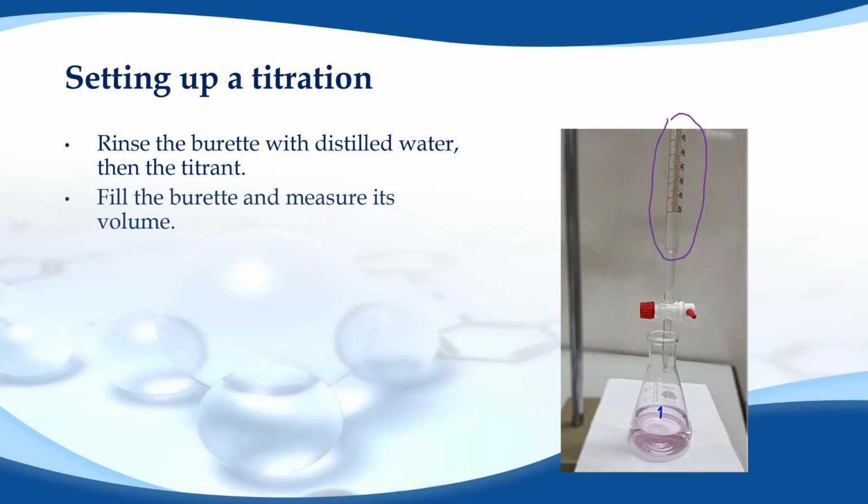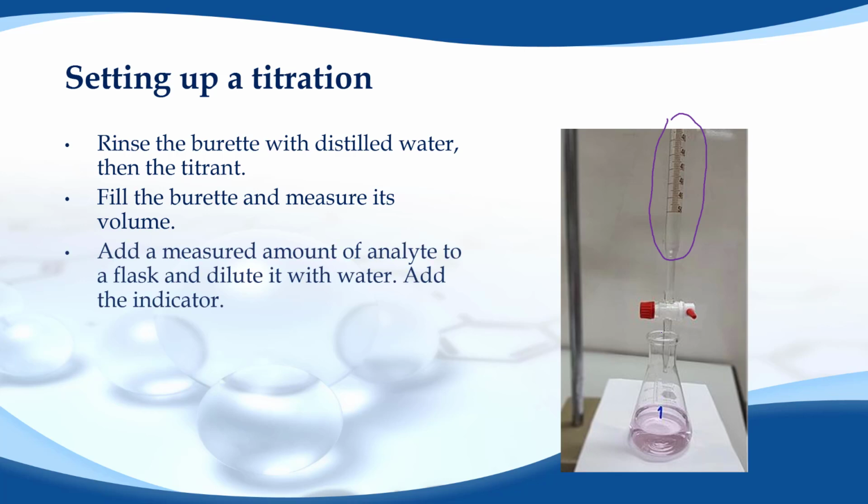After it's cleaned, we're going to fill the burette, and we're going to measure the initial volume in the burette. Then we're going to prepare our analyte solution. That means we're going to take a known amount of the analyte, add it to a flask, dilute it, and then add the indicator.